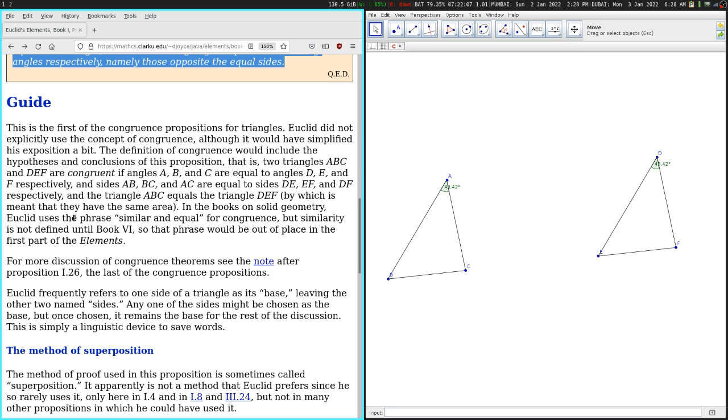What? I think that means they enclose the same, maybe they enclose the same region. They have the same, but you can construct two triangles that are very, very different that have the same area. That's fine.